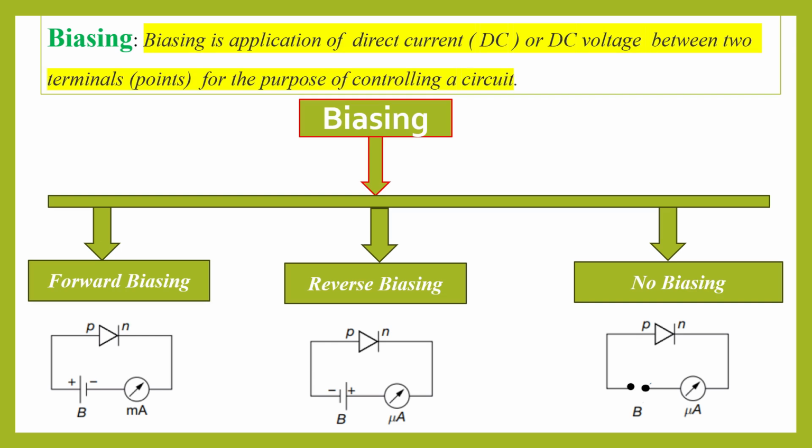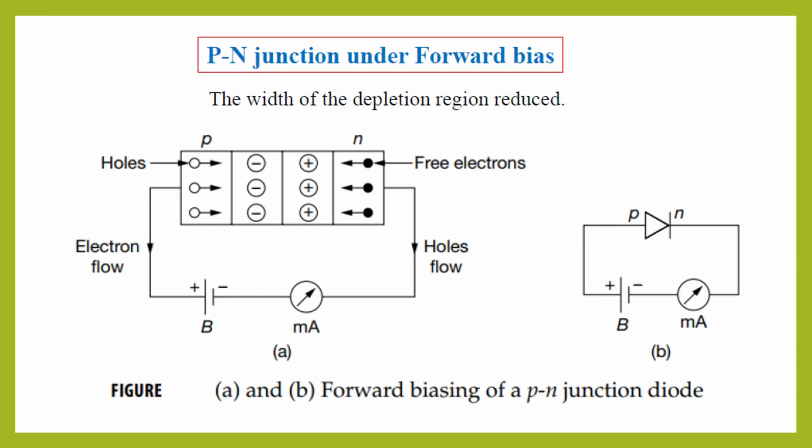In reverse bias, we reverse the battery connection. In zero bias, we make the connections but apply no external voltage. So what happens in forward bias? When we connect the PN junction diode in forward bias, the majority charge carriers in P, the holes, try to move towards N, and the majority charge carriers in N, the electrons, try to move towards P. This decreases the depletion region width.